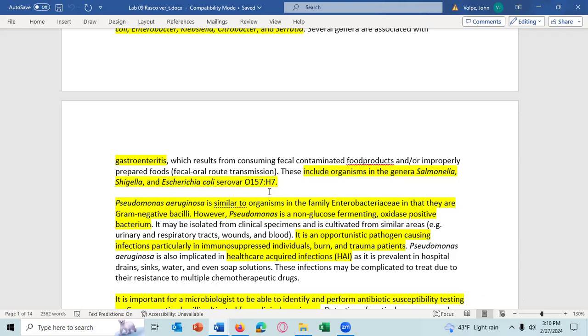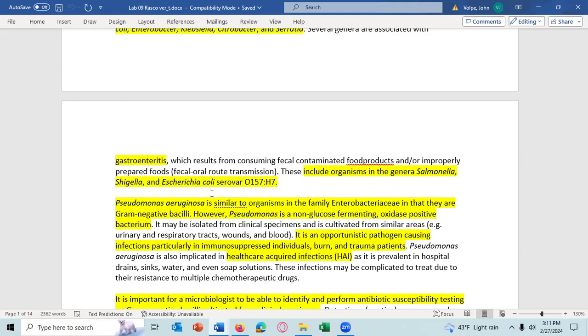But O157:H7 is a specific strain of E. coli, which causes gastroenteritis. It differs from the normal strains of E. coli, which are in our gut and don't cause us any problem. And in fact, they actually help us digest our food. Any questions about any of that?